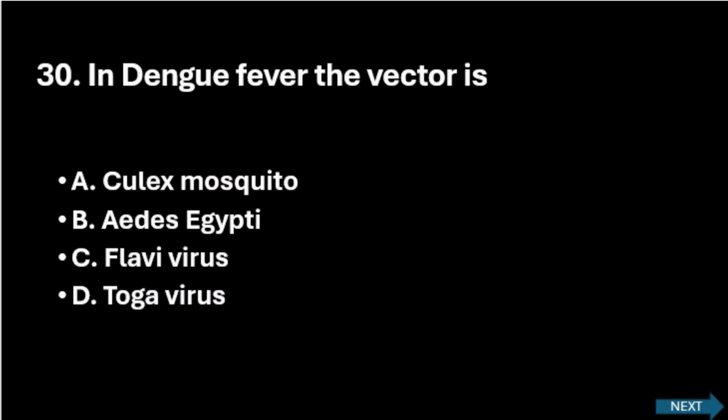Next question: in dengue fever, the vector is option A Culex mosquito, option B Aedes aegypti, option C flavivirus, option D Toga virus. The right answer here is option B Aedes aegypti.